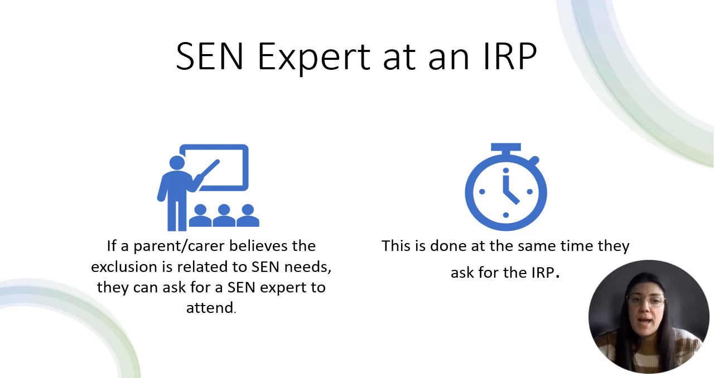If a parent or carer believes that the exclusion is related to SEN needs, so if the child or young person has special educational needs and they feel that this was directly linked to the exclusion, then they can ask for a SEN expert to attend the Independent Review Panel, and this can be done at the same time that the parent or carer asks for the Independent Review Panel.